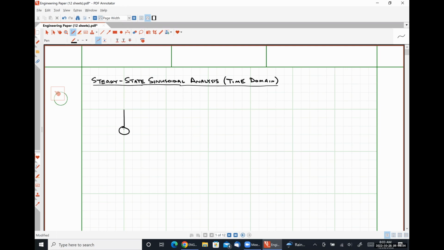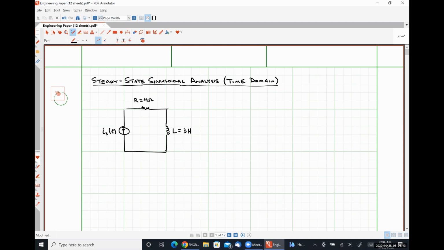It's going to be pretty straightforward. We have some current source, IS of t, connected in series with some resistance. And let's say that R has a value of 4 ohms. This is in turn connected in series with an inductance. We'll say L is equal to 3 henries. And that's the circuit. That's it.